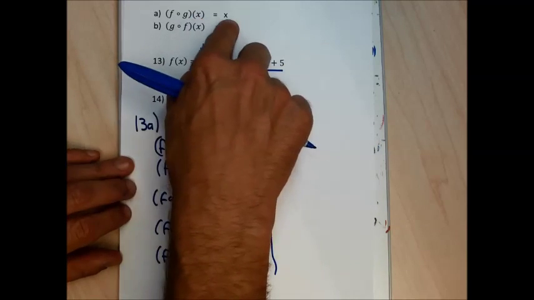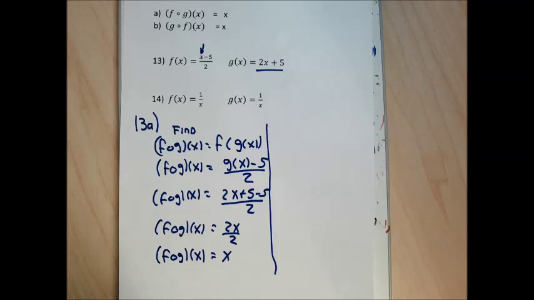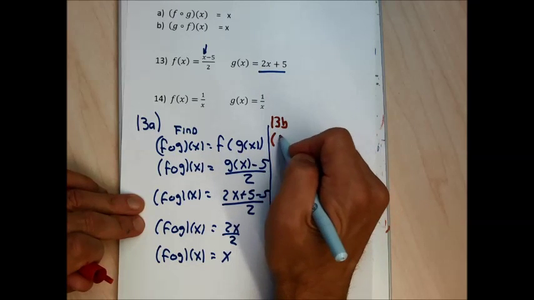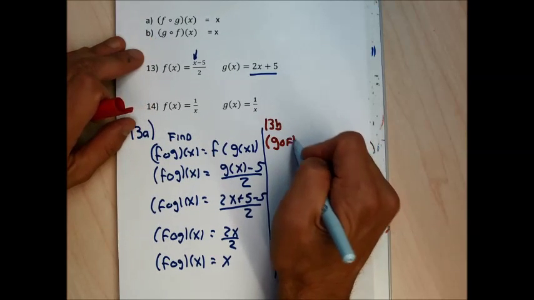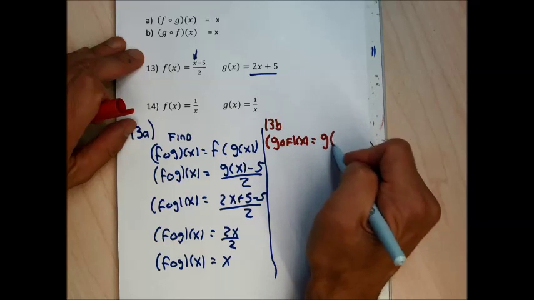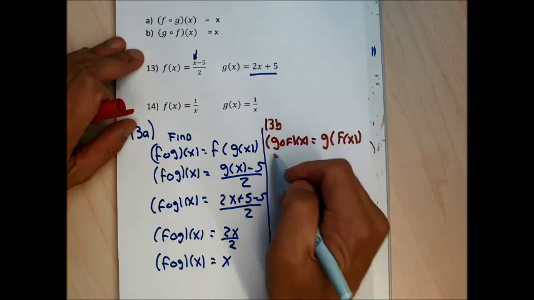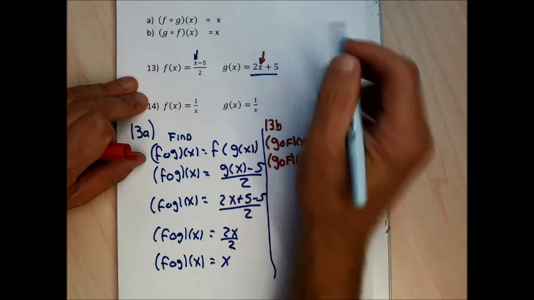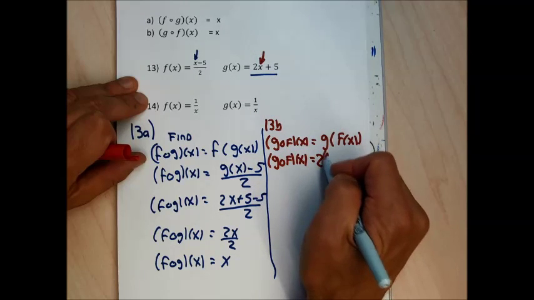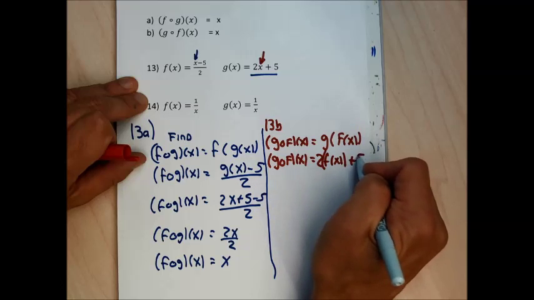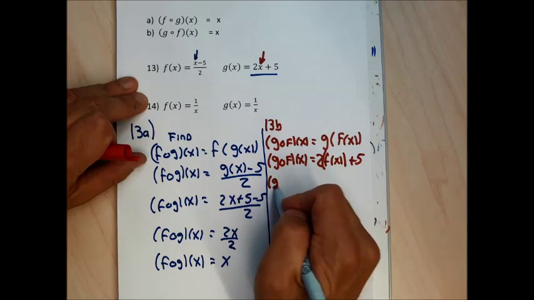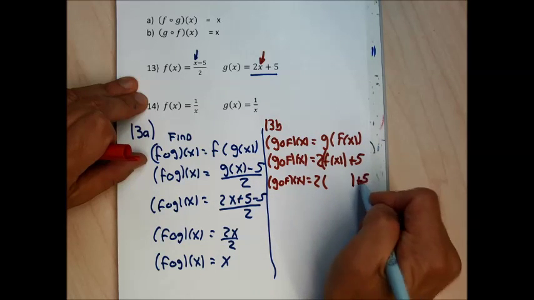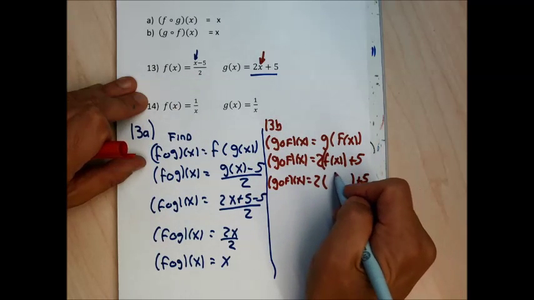That's exactly what I needed to do. The instructions said show that this equals that. I show it by finding it. I'll sneak part B right next to this. Hopefully it fits. So for 13b, I need to find g composed with f of x, which is g of f of x. To do that, in the g function, I change that x to an f of x. So this is going to be 2 times parentheses f of x plus 5. So that's going to give me g composed with f of x equals 2. And then in that parentheses, I'm going to put x minus 5 over 2 in place of the f of x.